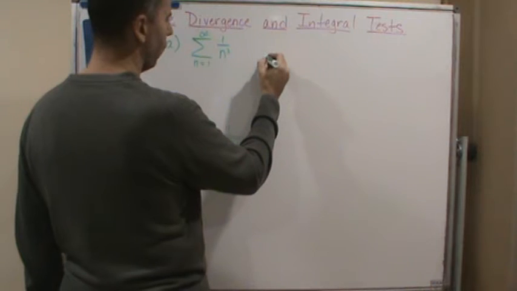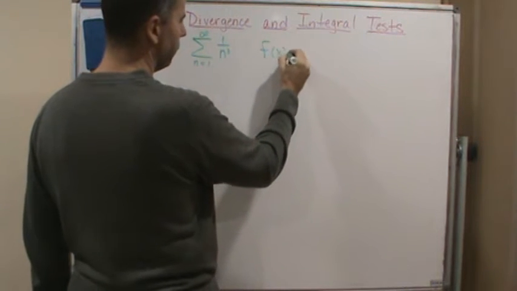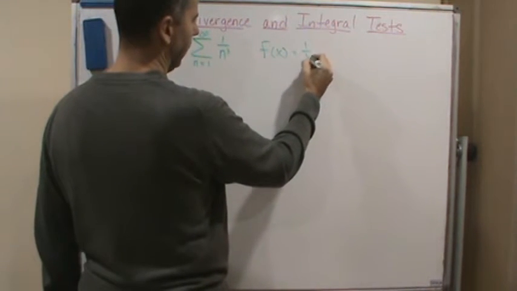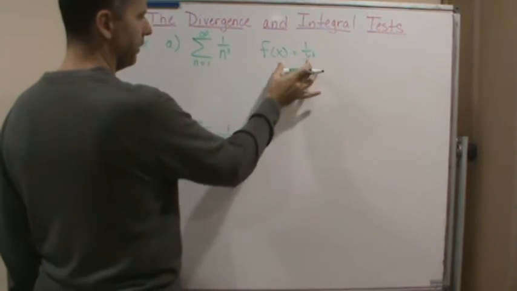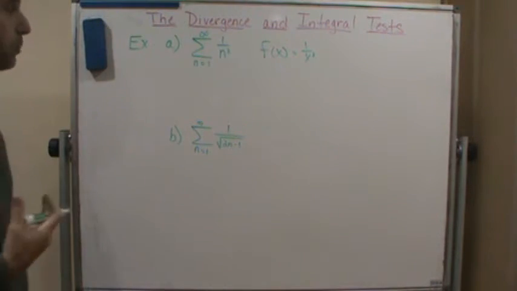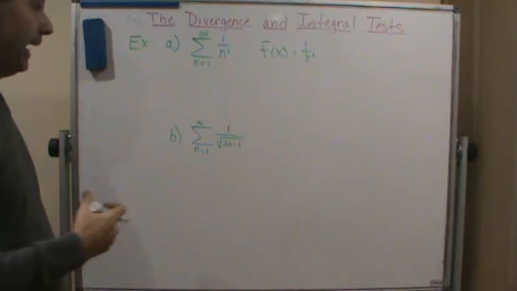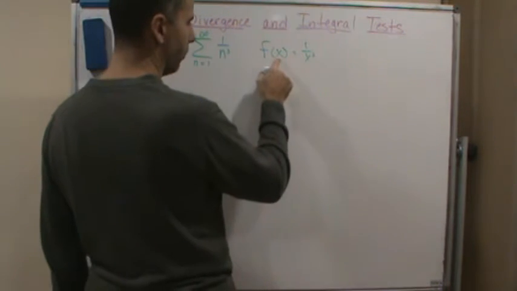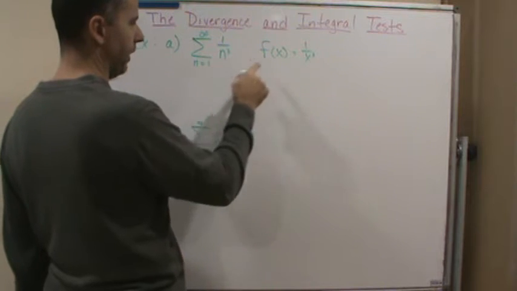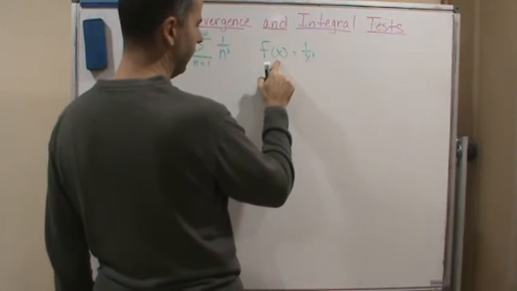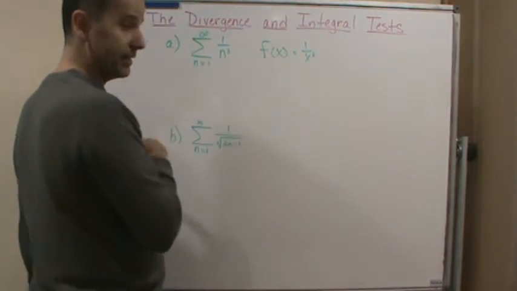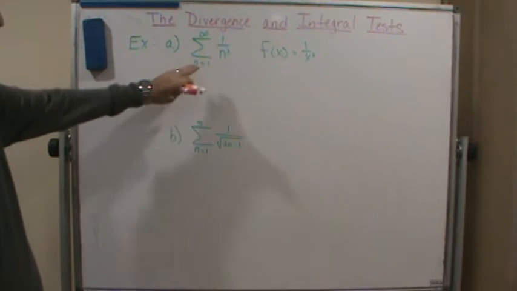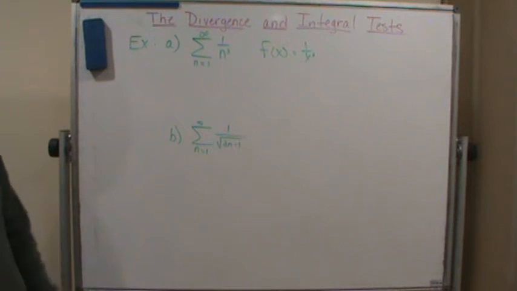Now, what we're going to do is compare this to f of x equals 1 over x cubed. Now notice that this function is continuous, it is decreasing, and it does have the same values for all of the values of the integer n. So we know that f of n equals a sub n for all n greater than or equal to 1. Okay, so it meets the conditions.